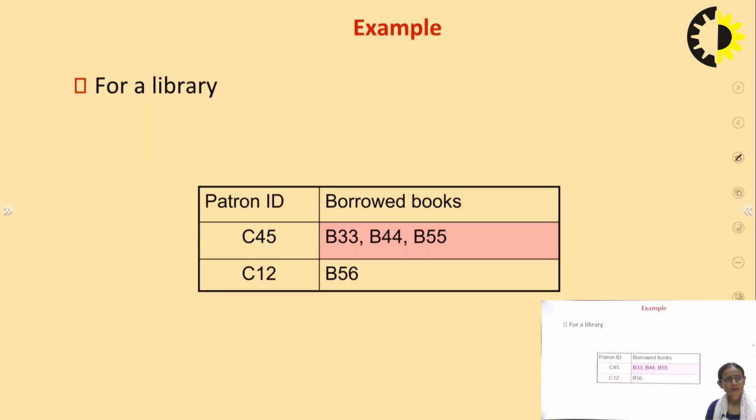For example, this is a library example. We have a table by the name library, and here we have two attributes, patron ID and borrowed books. Patron ID is basically your borrower. Here a person with ID C45 has borrowed 3 books. This is not an atomic value, so this particular table is not in 1NF form.